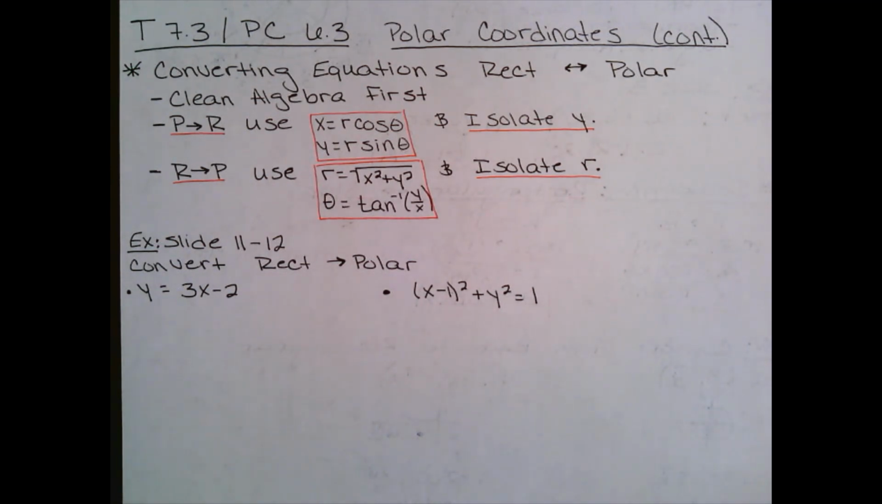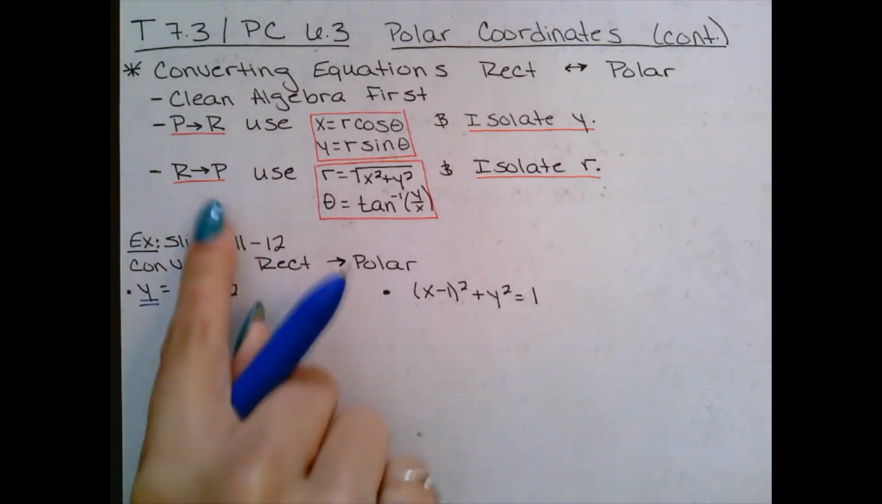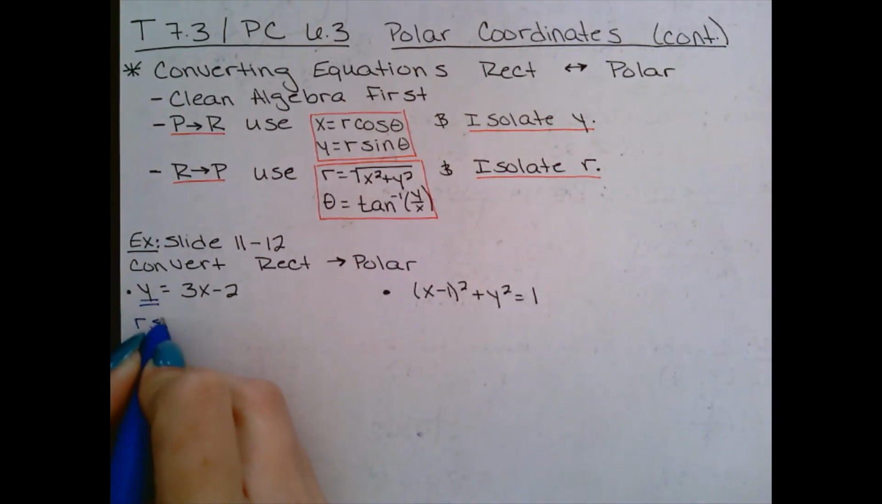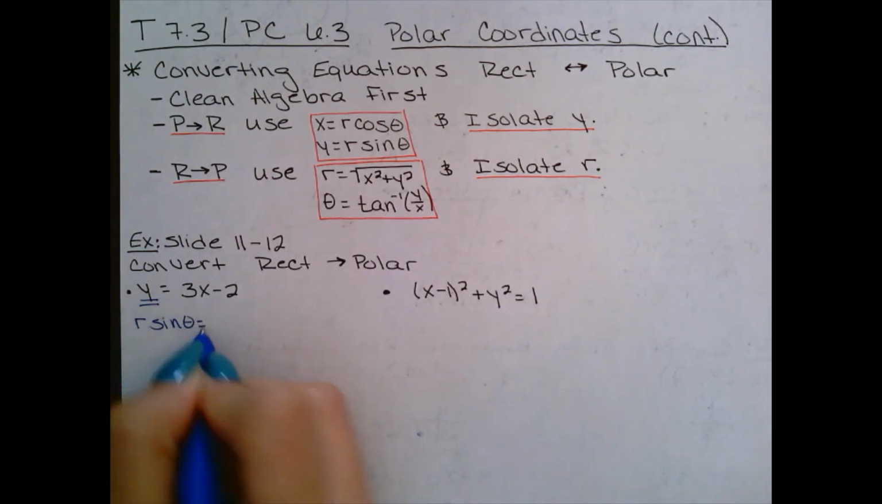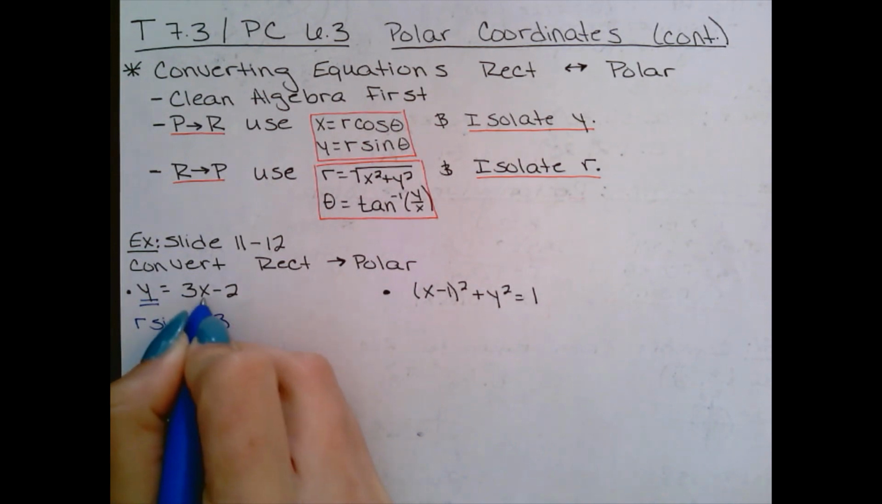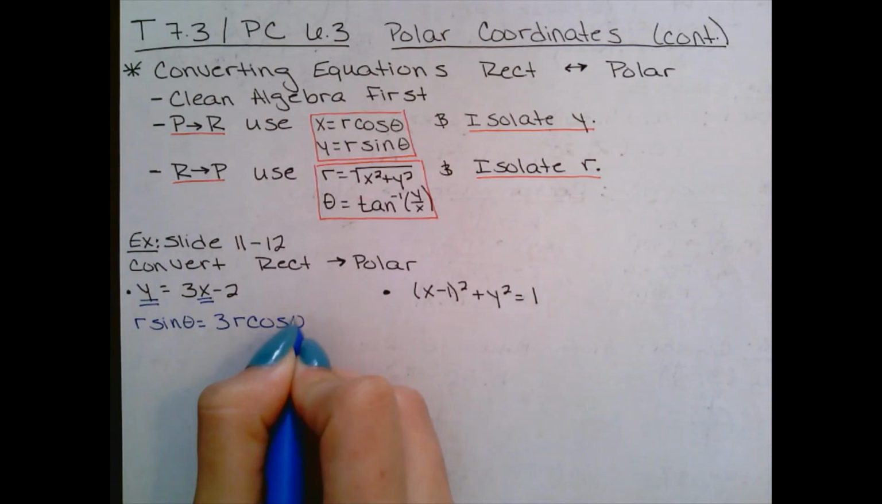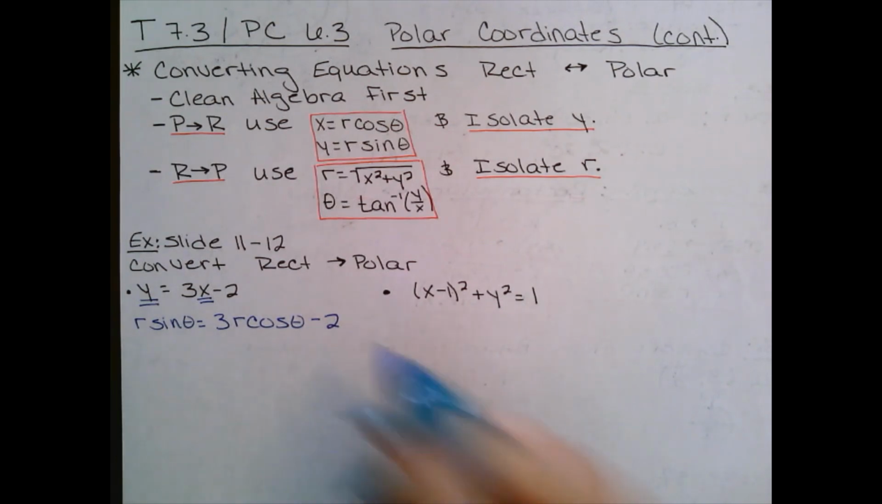This first question says y equals 3x minus 2. So I'm going to start off by converting my y to r sine of theta equals, I have a 3, and then I'm going to convert my x to r cosine of theta minus 2.